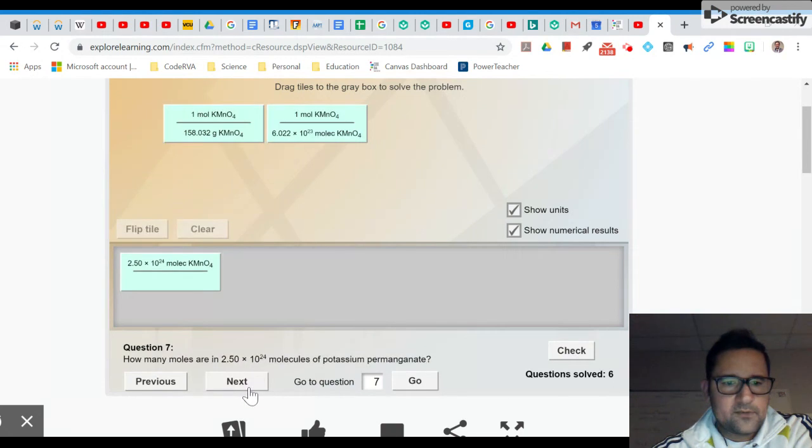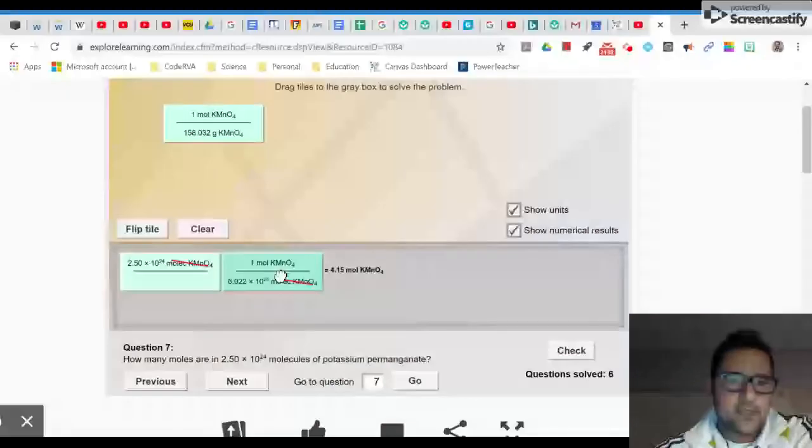Okay, next question, number 7. How many moles are in 2.5 times 10 to the 24 molecules of potassium permanganate? So you have molecules of potassium permanganate and you're trying to go to moles. So I'm going to go from molecules to moles. I'm going to use this tile right here. And you notice I didn't have to flip the tile because molecules and molecules cancel and I'm left with moles. Moles of potassium permanganate, 4.15. I just divided these two numbers with each other and check.